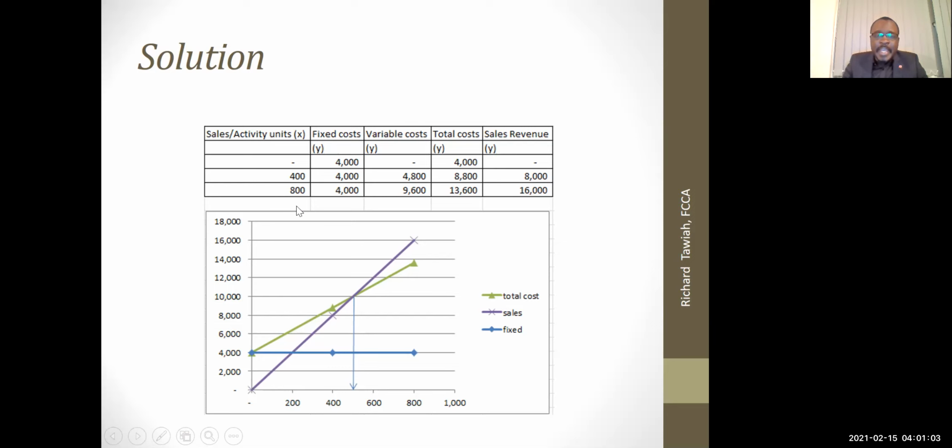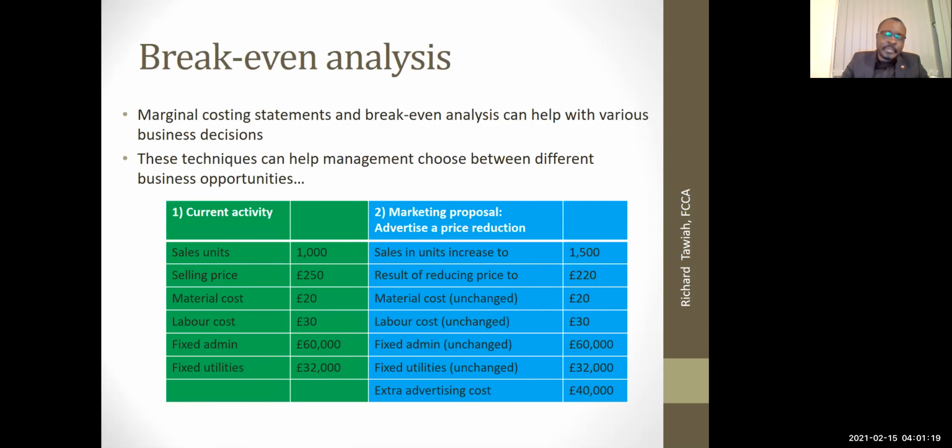But when we sold 800, you realize that our total cost will rise to 13,600, whereas our sales revenue is 16,000. Here we make profit. That's a safety zone. The excess of it gives us our margin of safety. So margin of safety always falls within the profit zone, outside of the break-even. So we can also use this to prepare our marginal costing sheets, and then we make various decisions based on the outcomes that we have.